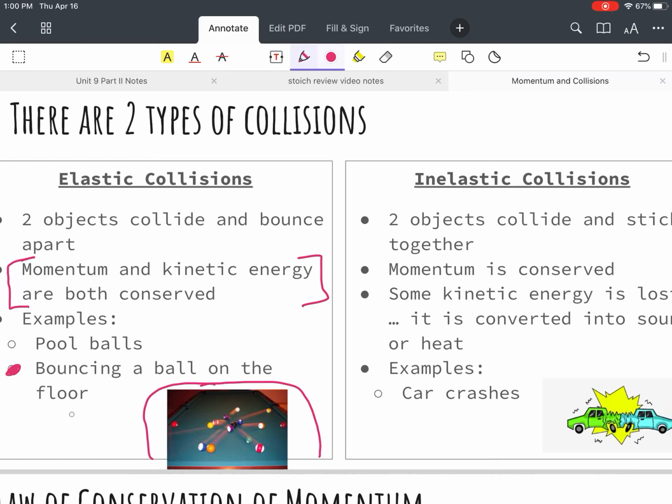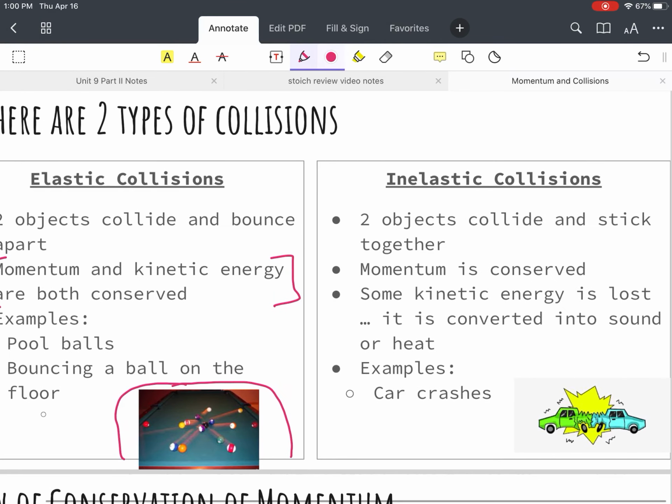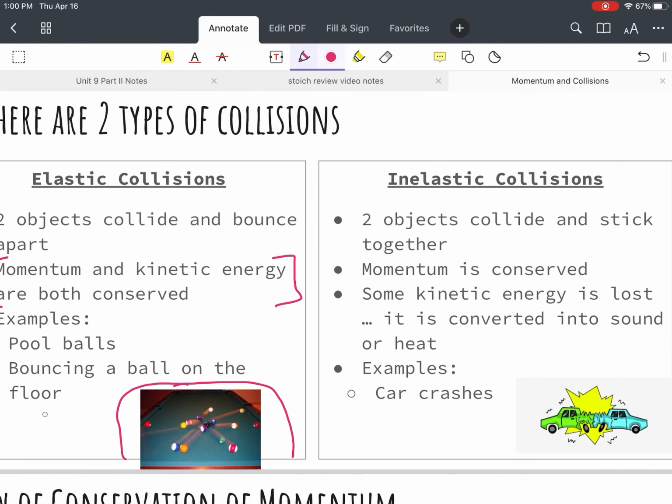So in my elastic collisions, it's important to know that momentum and kinetic energy are both conserved. And we're going to show an example of that in just a minute. With inelastic collisions, the main difference is that these objects stick together. When that happens, my momentum is conserved, but some of my kinetic energy is actually lost.